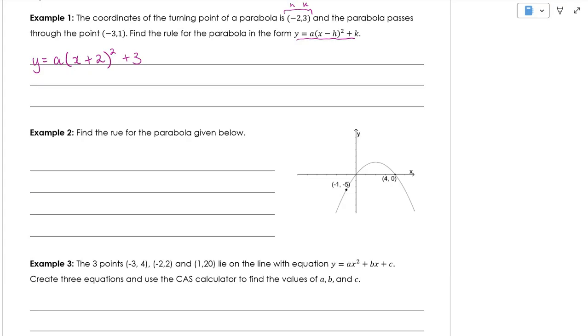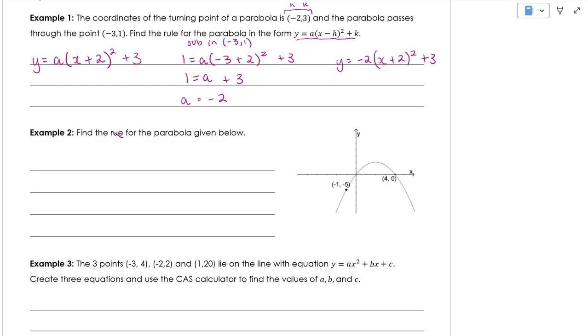Your next step is going to be to sub in -3, 1 to get that dilation factor. So we've got 1 is equal to a times (-3 plus 2) all squared plus 3. -3 plus 2 would be -1, so squaring that would just give me 1. So I've got 1 is equal to a plus 3, which means that a is equal to -2. So my final equation here would be -2(x plus 2) squared plus 3. So it's been shifted 2 to the left and up 3 after being dilated by that factor there.